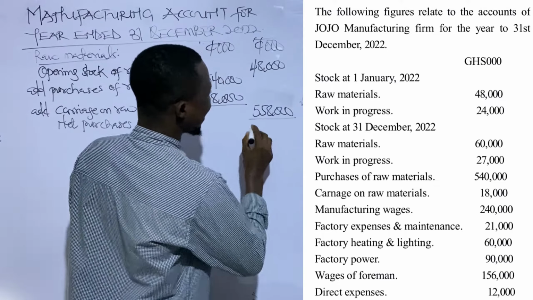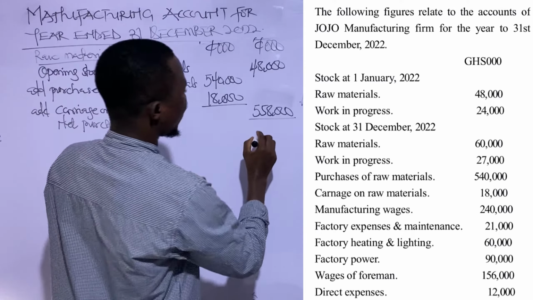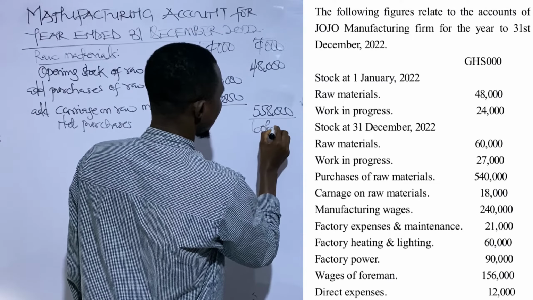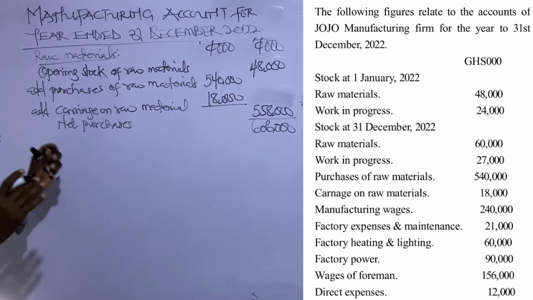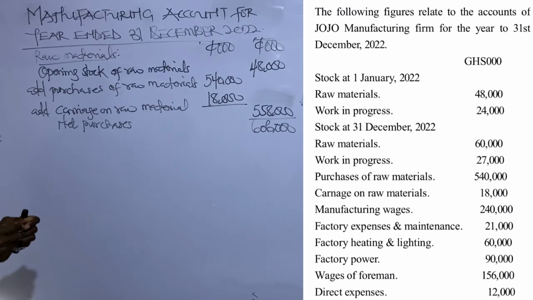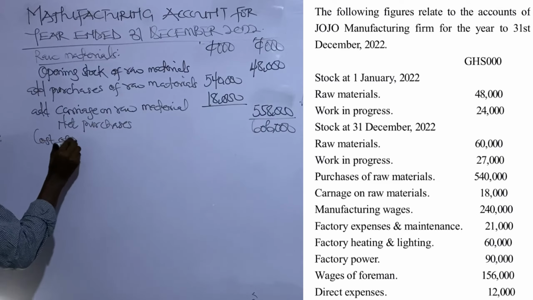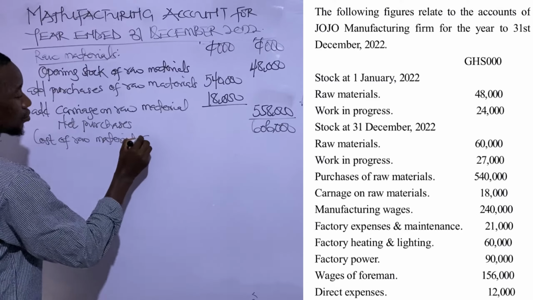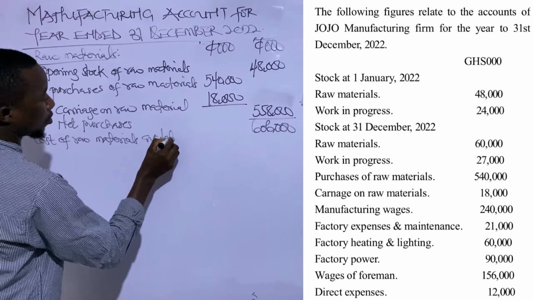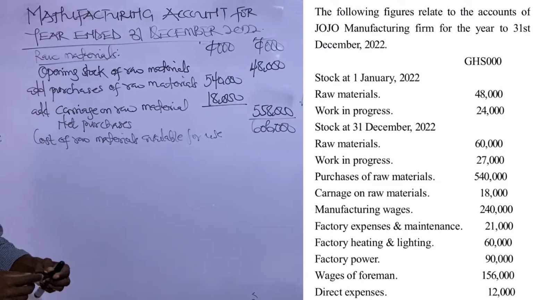So we add the net purchases to the opening stock of raw materials. So when we add, we will arrive at an amount of 606,000. And this becomes the cost of the raw materials that are available for use. This is the raw material that is now available that we can use to produce. So we say that cost of raw materials available for use. This is what we can use to produce the product.